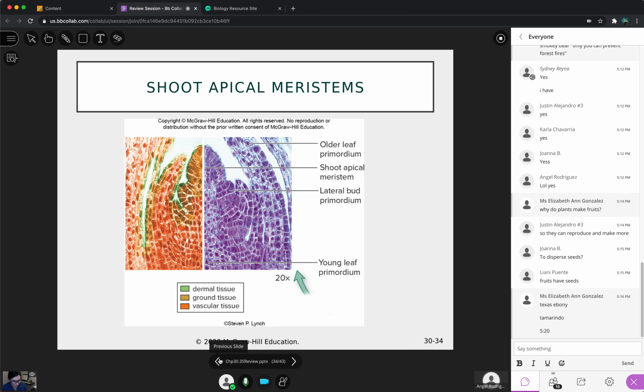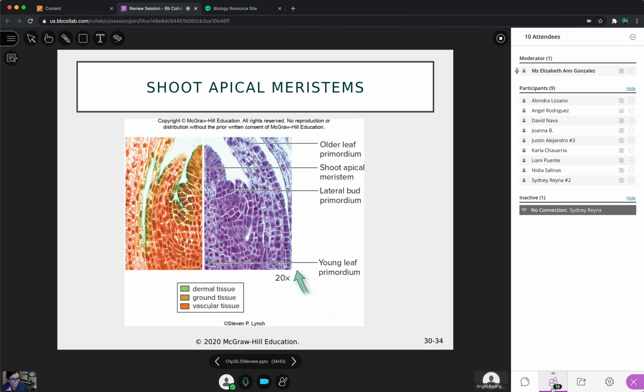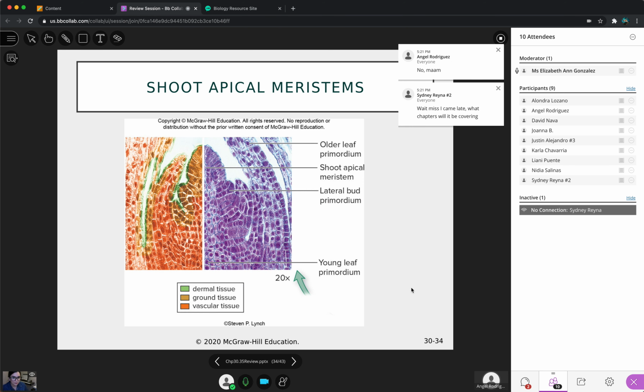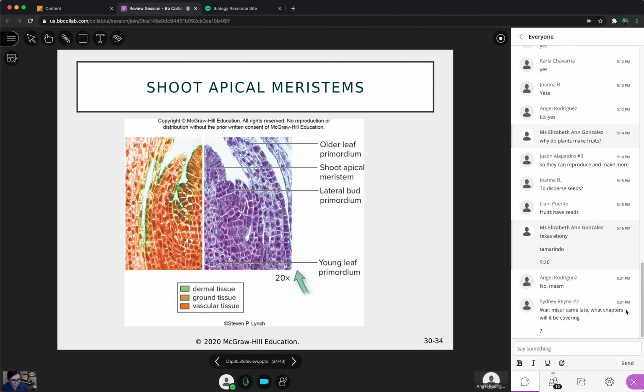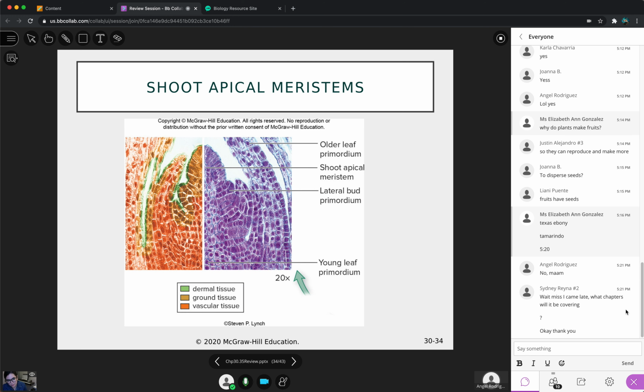But as of right now, do you all have any questions over the stuff that we went over? It's just on the plants. So that's chapter 29, 30, and 35. So that's going to be seedless plants, seeded plants, and the plant form.